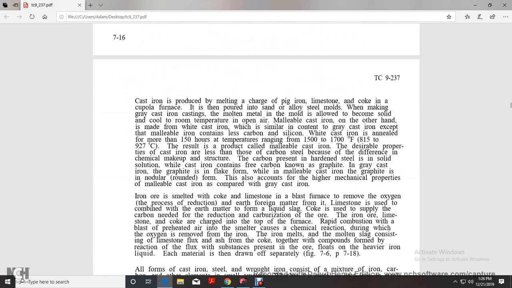Our cast iron is produced by melting the chain with the pig iron, the limestone, and the coke in the cupola furnace, then pouring it into sand or alloy steel molds. We make gray cast iron by casting the molten metal into the mold, then letting it become solid and cool to room temperature in the open air.